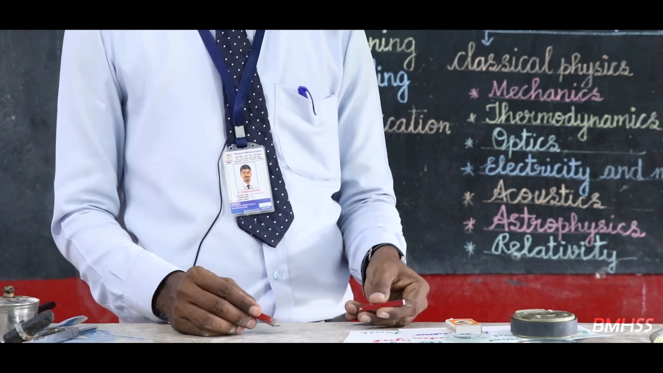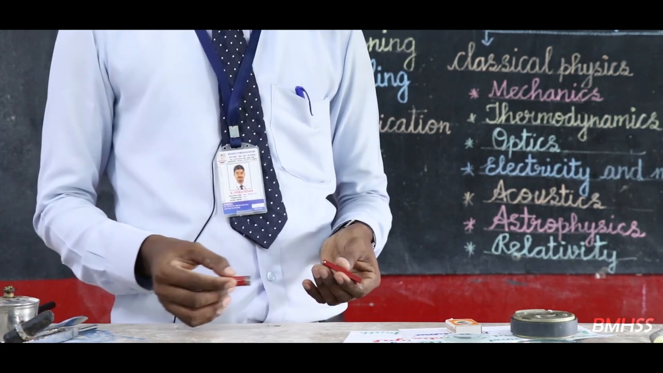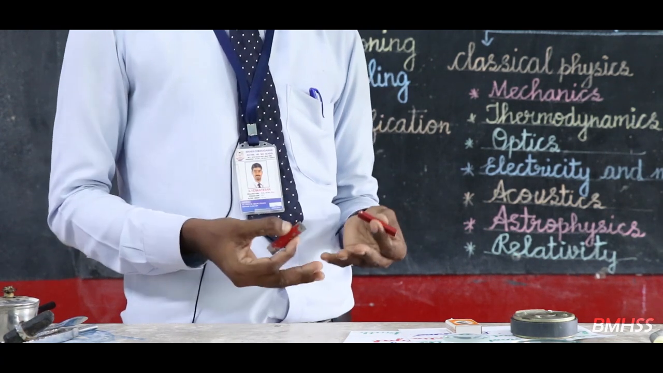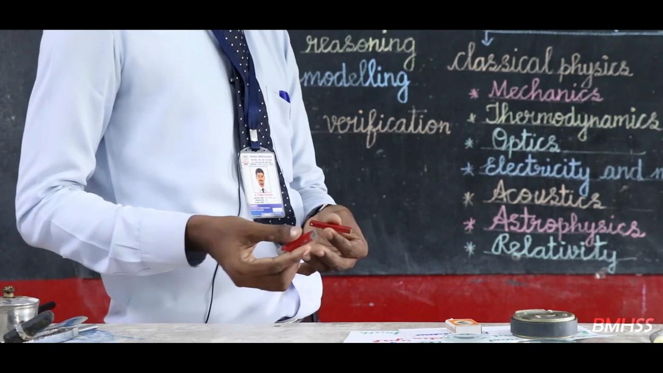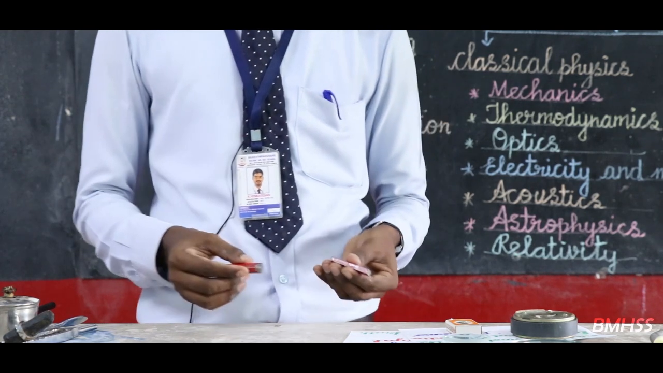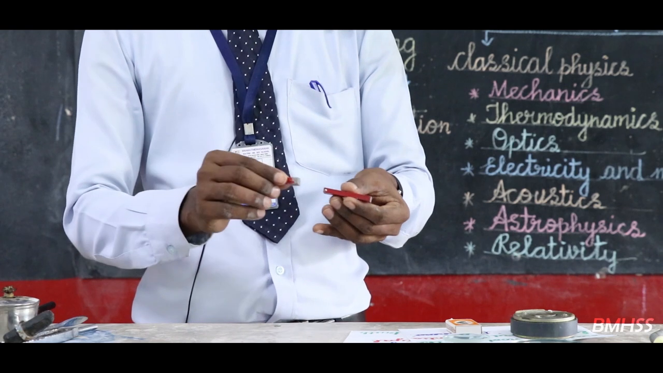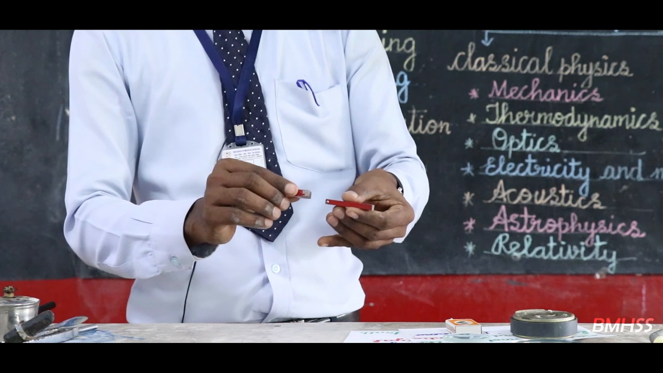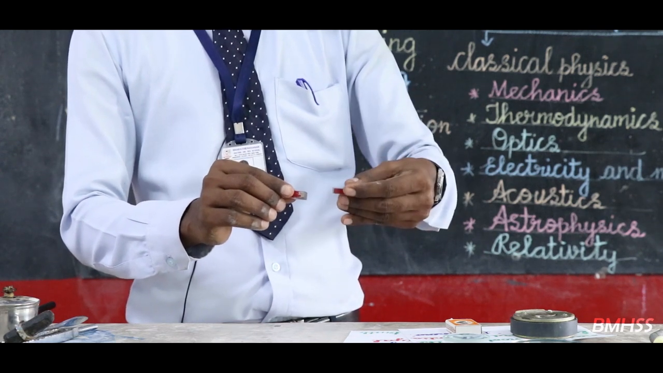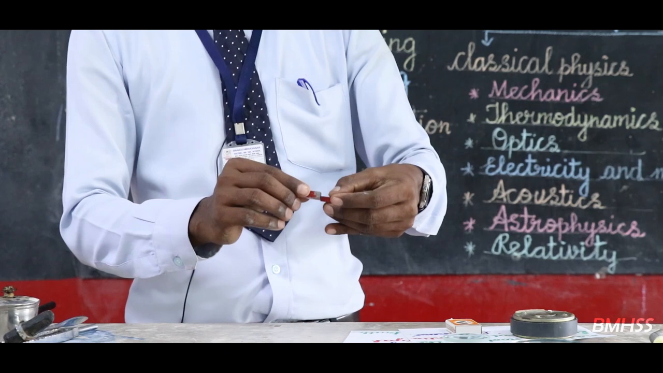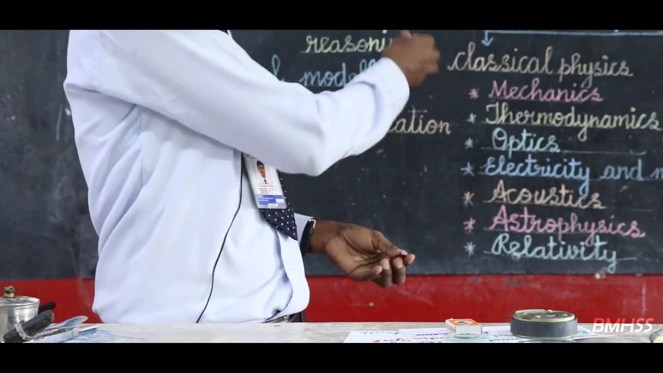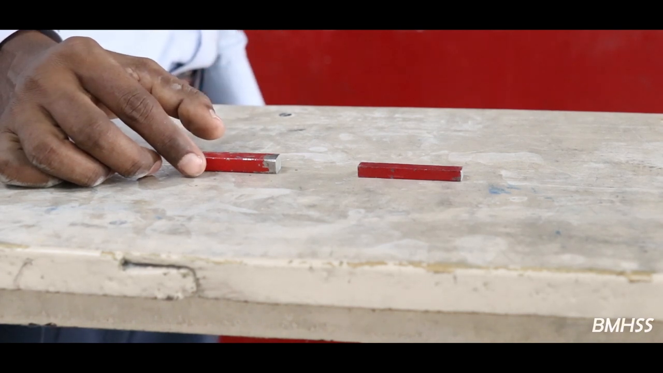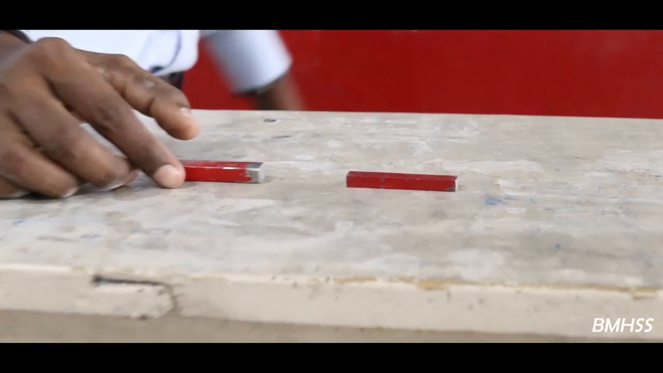Electricity and magnetism. You know very well magnetism: the properties of magnetic materials and the characteristics of magnets are explained in this topic. You already know the basic concept: North Pole and North Pole, the same poles, repel each other. Unlike poles, North to South, attract each other. I am going to explain the properties of magnetism later.